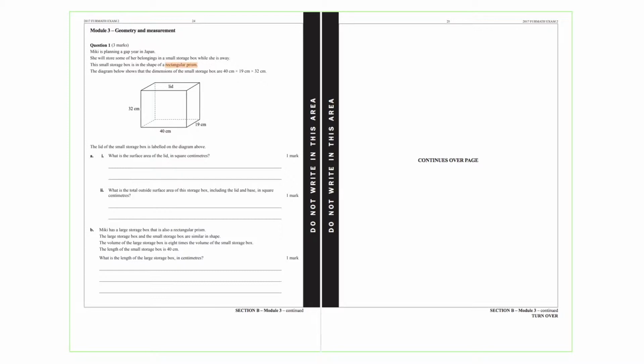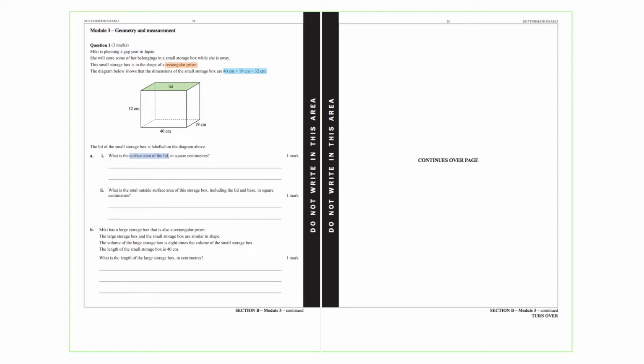The diagram below shows that the dimensions of the small storage box are 40 by 19 by 32 centimeters. The lid of the small storage box is labeled on the diagram above. Part A.i. What is the surface area of the lid in square centimeters?